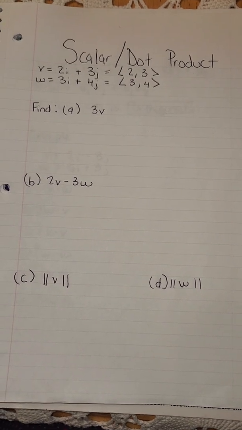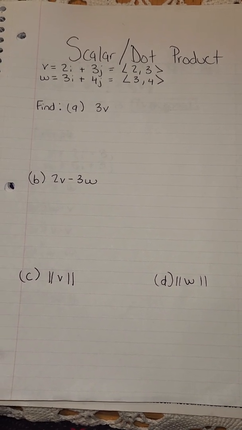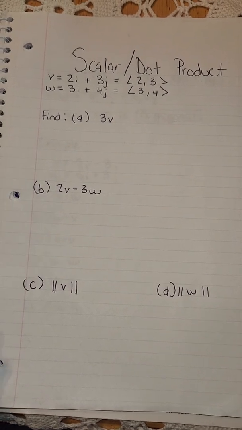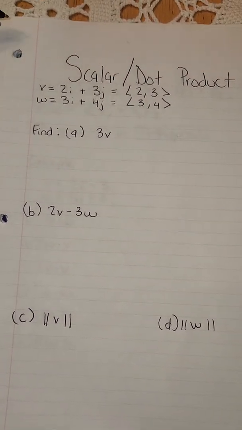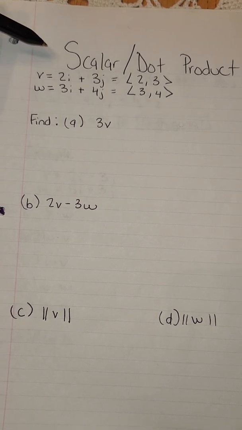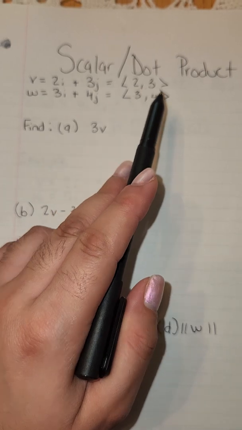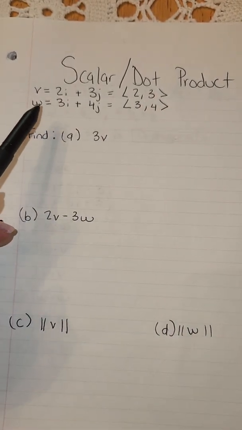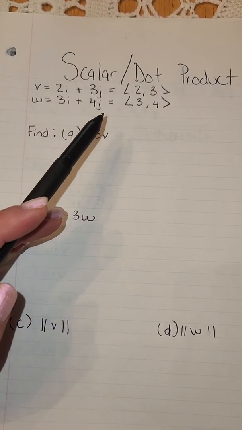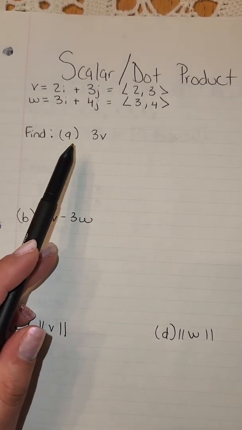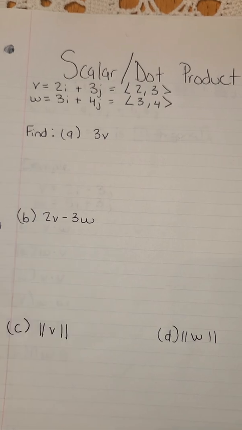Hello, today we will be working on the scalar dot product, and I have a few examples that I want to show you guys how to solve. So here we have v is equal to 2i plus 3j, in vector form is 2, 3. W is equal to 3i plus 4j, 3, 4. So find a, which is 3v.